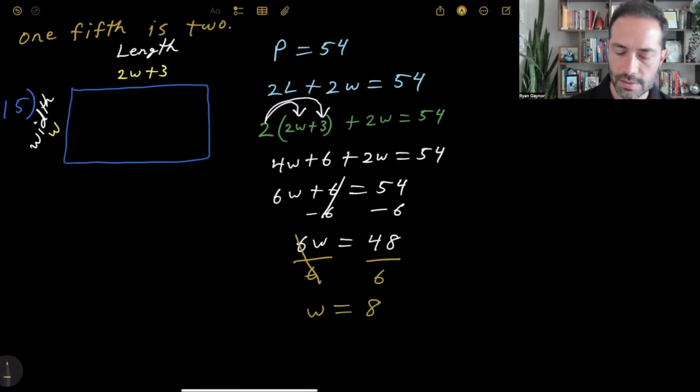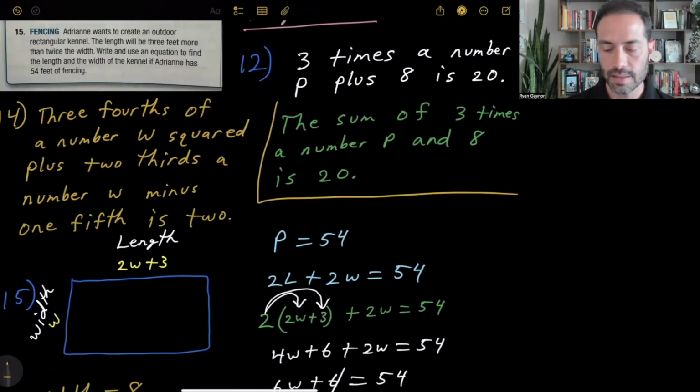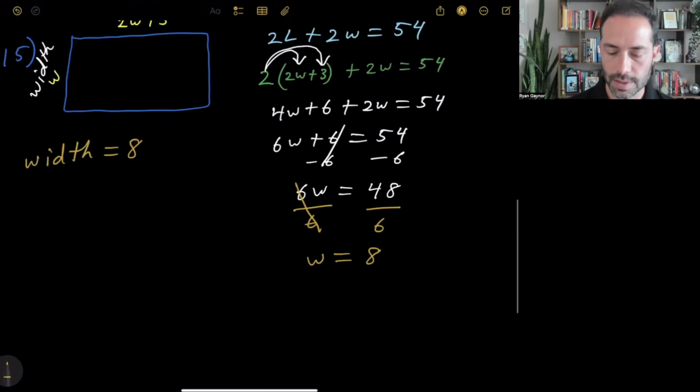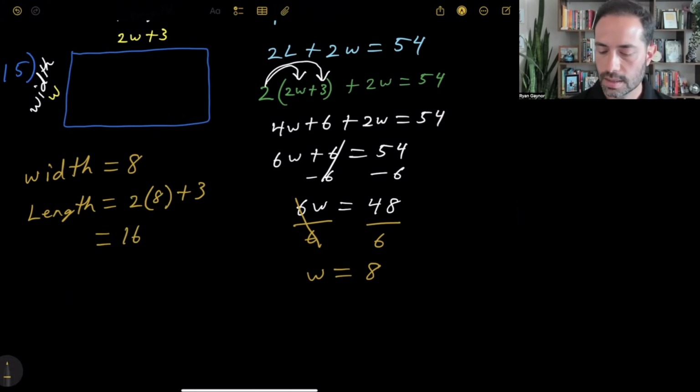So I can officially now say that the width equals 8. And then they asked you to find the length and the width. So we got to find the length now. So the length is going to equal 2 times, we know what W is now, it's 8, plus 3. So we now have 2 times 8, which is 16, plus 3, so equals 19.